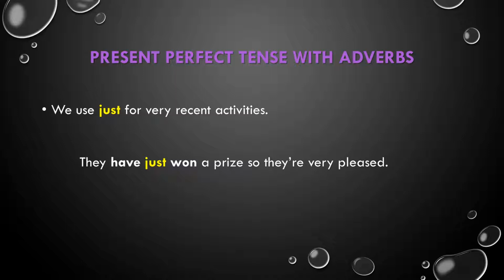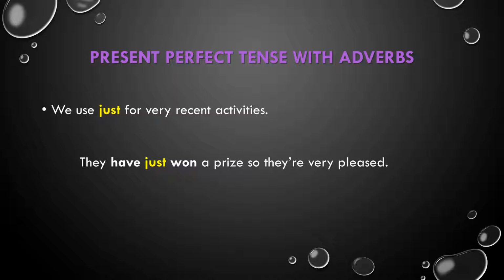Present perfect tense is frequently used with adverbs. Now I will be giving you more information about how we use the present perfect tense with these adverbs. The first one is just. We use just for very recent activities, the activities that were finished very recently. They have just won a prize, so they're very pleased. It means that they won the prize very recently.